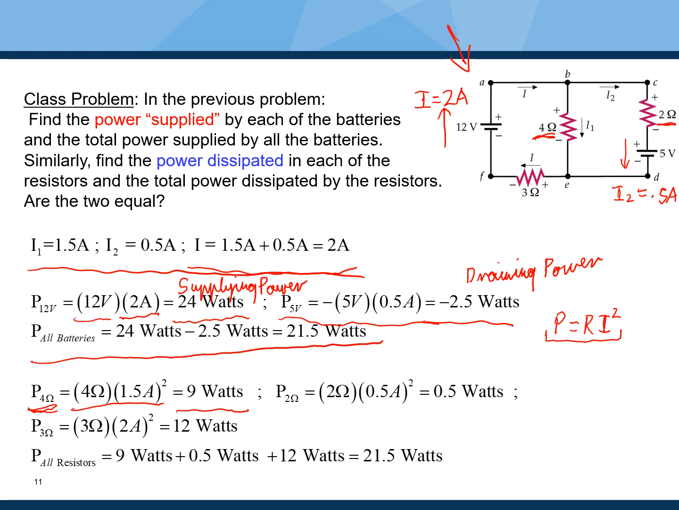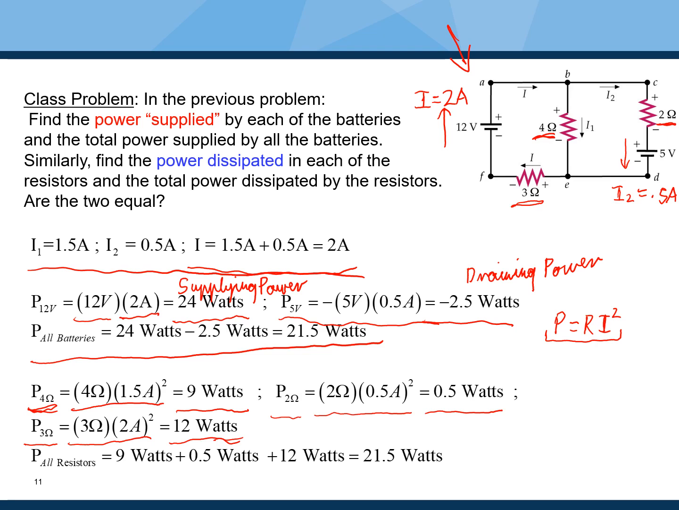Now let us focus on the 2 ohm resistor out here. Again, we have I2 going through it, which is a current of 0.5 amperes. So we say that the power drained by the 2 ohm resistor is just equal to 2 ohms times 0.5 amperes squared. And if we tap away at a calculator, we'll find that that is equal to 0.5 watts. Now let us focus on the 3 ohm resistor out here. We realize that it has 2 amps of current flowing through it, and therefore the total power drained by the 3 ohm resistor is equal to 3 ohms times 2 amps squared, which gives us a total power drain of 12 watts.